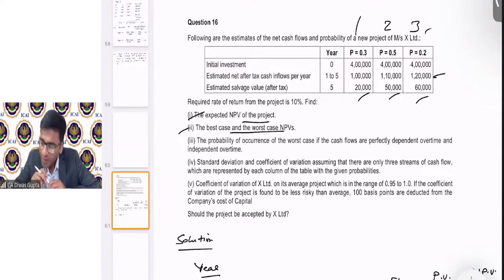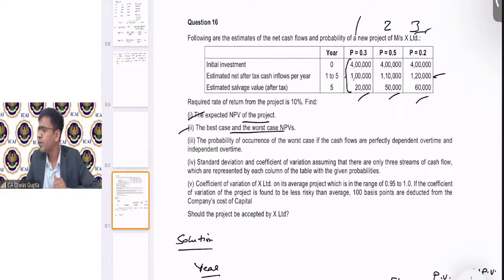Okay, worst case. Perfect. Now let me bring in some clarity. So students, here worst case and best case is actually an outcome of the amounts and not the probability. In a way, our worst case is this because the lowest cash inflow of 1 lakh is there in case 1, and similarly the lowest salvage value also. And similarly the best case will be the third case.